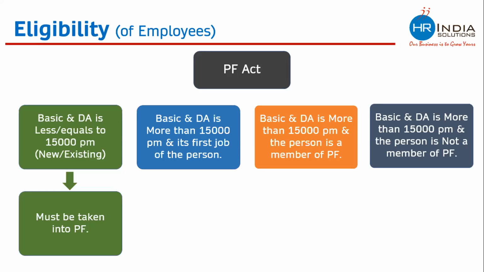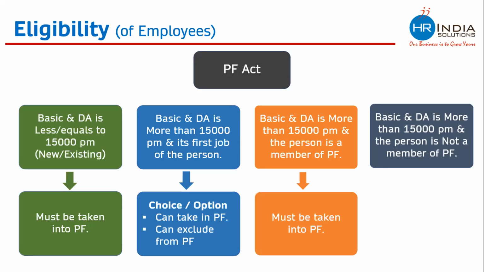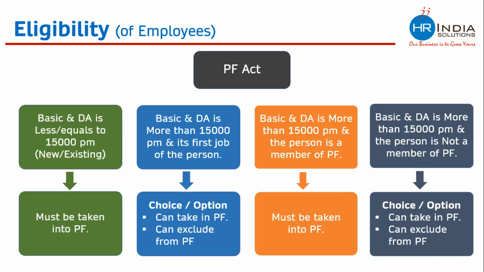In the second case, when the person is coming for the first time to work and his salary is more than 15,000, you tell us what can be the options? He can take or he can exclude. Yes. The company has a choice to take that person under PF. The company also has the choice to exclude this person because his salary is more than 15,000. Provident Fund is talking about only 15,000. Third case, where the salary is more than 15,000 and the person was already a member of Provident Fund. If that person is coming to join your company, there is no choice. Since the person was already a member of Provident Fund, you have to take him under Provident Fund. And in the fourth case, where the salary is more than 15,000 and the person was never a member of Provident Fund, again there is a choice with the employer company.